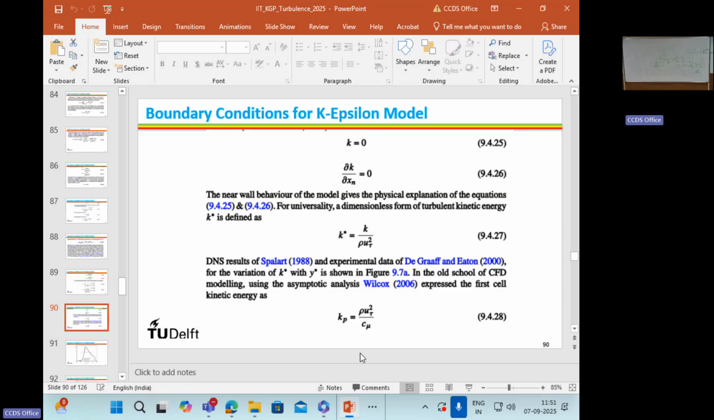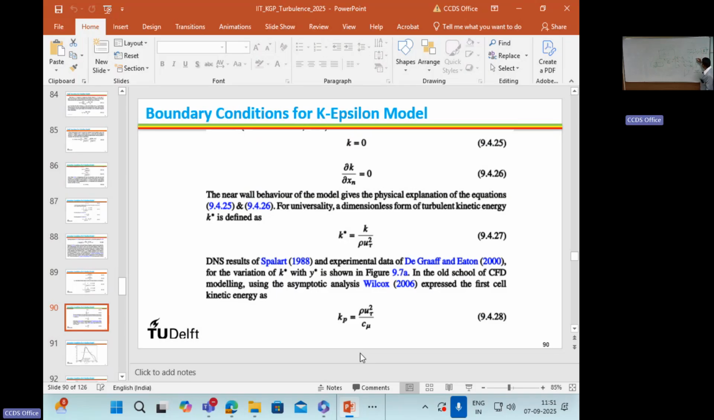So now the boundary condition. We need a boundary condition for K and for epsilon. What velocity boundary condition did we use at the wall? No slip, we fix it at 0. We modify the viscosity in such a way that the first layer velocity will be modified.